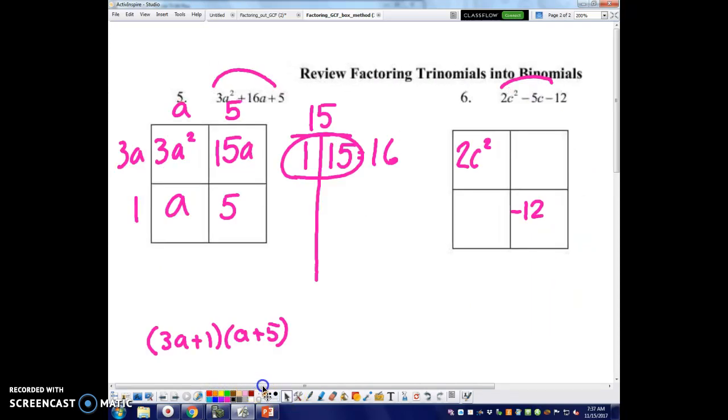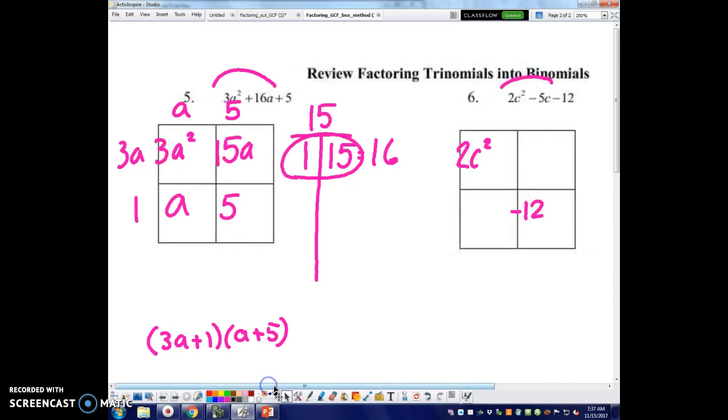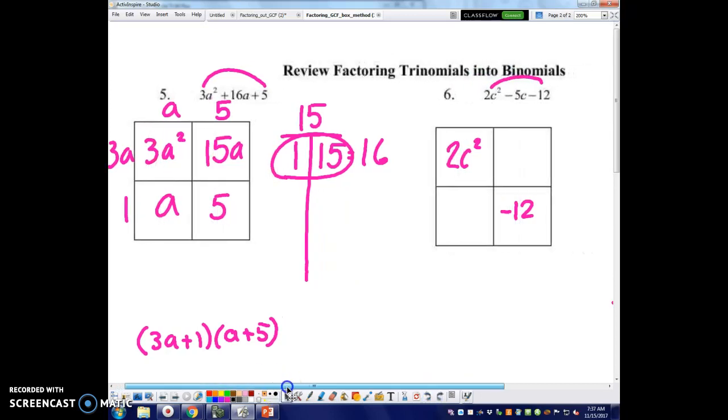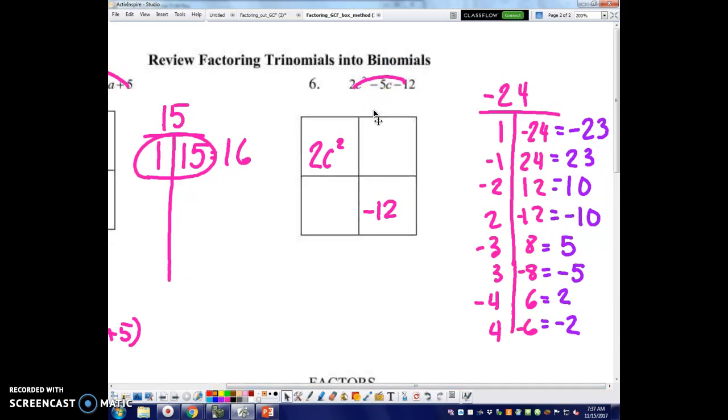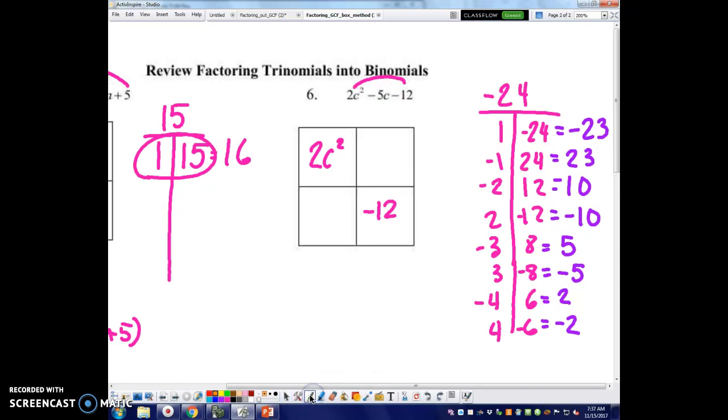Which one of those adds up to our middle number? Because remember, we're looking for negative 5. So which one does it? 3 and negative 8. Do you see why we had to list them twice? Because we needed to find the negative 5. So we're going to put 3c and negative 8c.